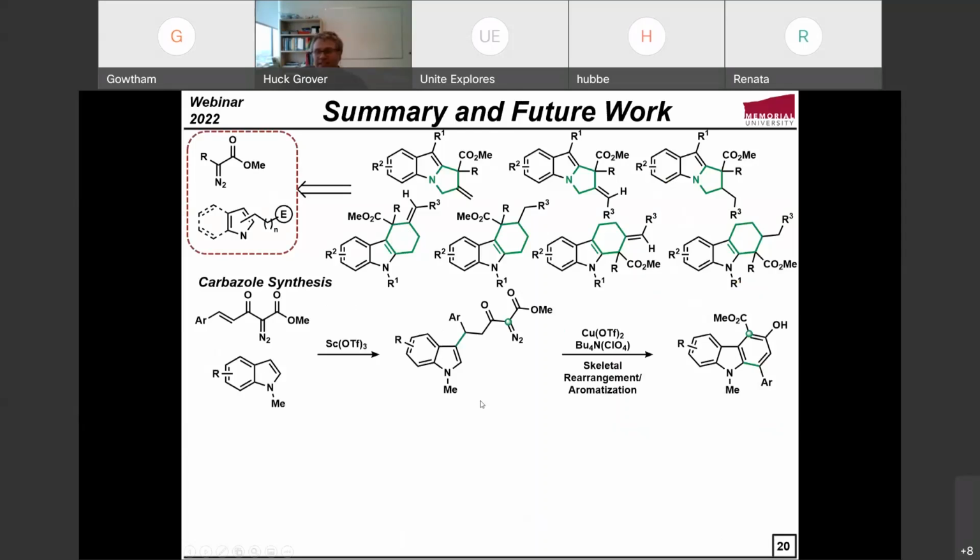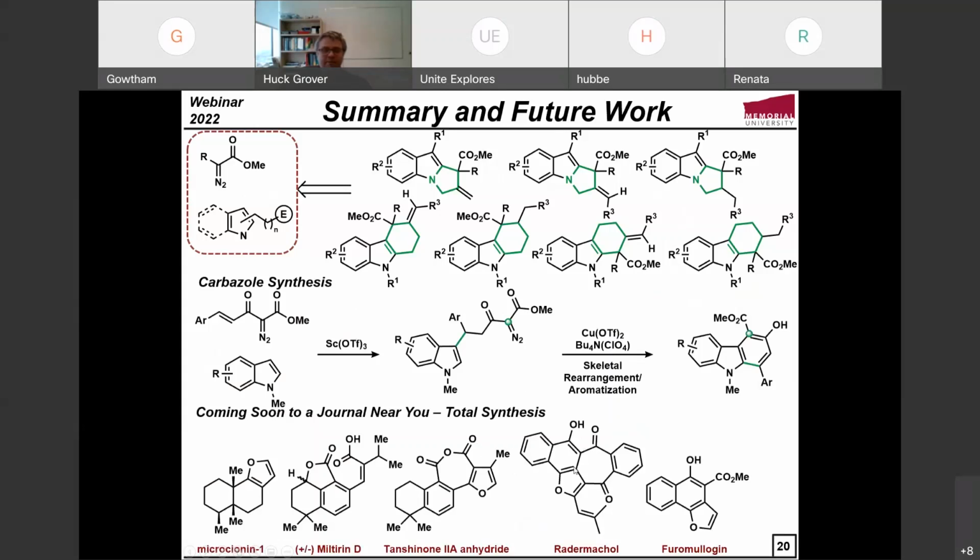This added project that I threw in here because I thought I'd have some extra time, I realize I'm running a little bit over now. Sorry about that. It is hopefully something that you guys could check out on your own. And coming soon, we're exploring this chemistry in total synthesis, in particular of furan-based natural products.